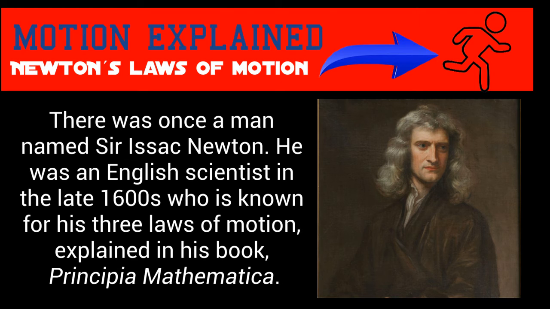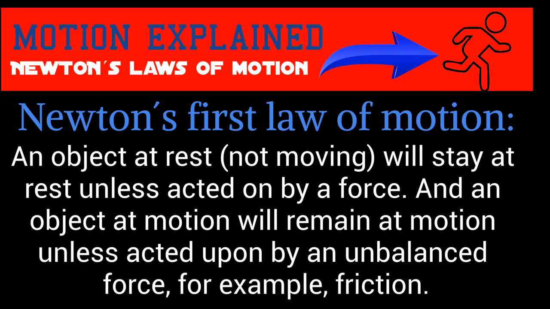There was once a man named Sir Isaac Newton. He was an English scientist in the late 1600s who is known for his three laws of motion, explained in his book, Principia Mathematica. His first law of motion states that an object at rest, not moving, will stay at rest unless acted on by a force, and an object in motion will remain in motion unless acted upon by an unbalanced force, for example, friction.